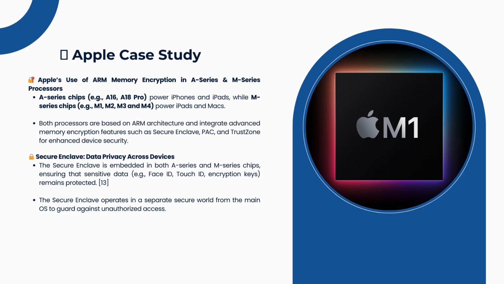Apple case study. To see how these encryption methods are implemented in real-world applications, let's look at Apple's A series processors, which are based on ARM architecture and used in iPhones and iPads and Macs. Apple's A series processors incorporate a range of advanced security features. For instance, they use Secure Enclave, a dedicated mechanism for handling sensitive tasks like encryption and biometric authentication.